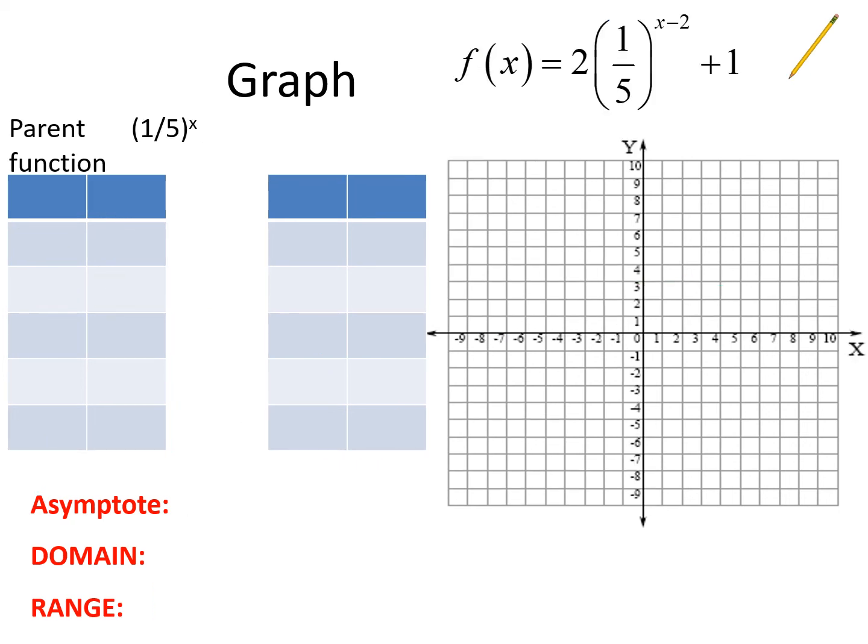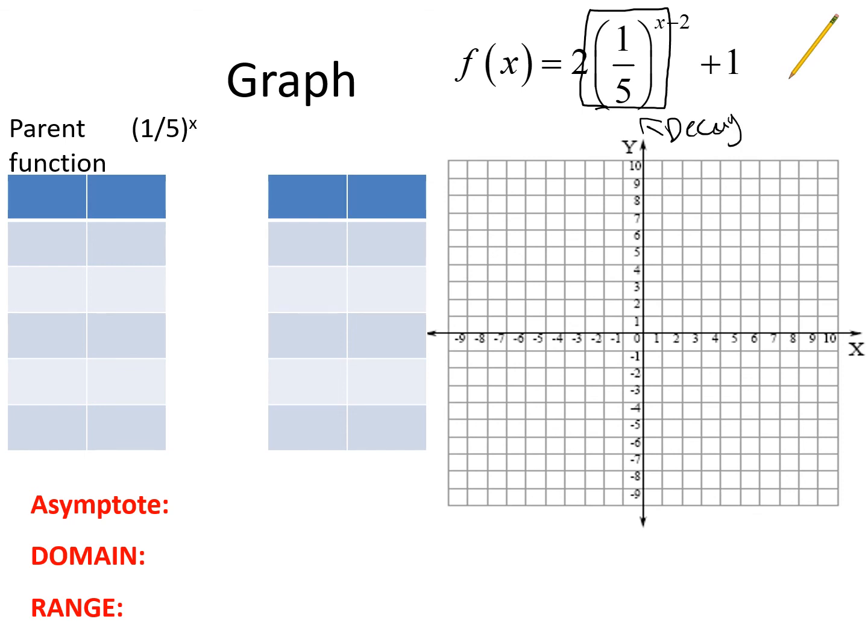All right, there's our final example for today, fabulous people. Same idea, there's a lot going on here. I have 2 to the 1 times 1/5 to the x minus 2 plus 1. First thing we want to do is take out that parent. This is our parent telling us how to start, and then if we look here, we have a 1/5, so this is going to be a decay graph.